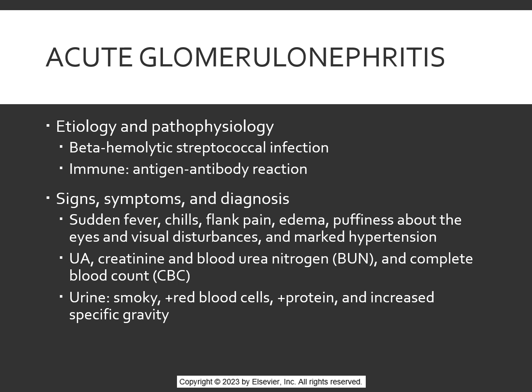Diagnosis is based on physical findings and urinalysis. Diagnostic tests include creatinine, blood BUN, and CBC. The urine may be smoky and will contain red blood cells and protein, and will have an increased specific gravity.